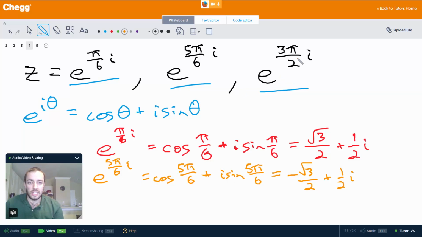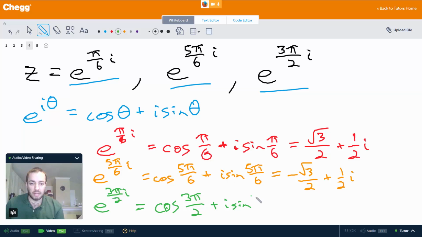And then finally, e to the 3 pi over 2, different color, times i. So e to the 3 pi over 2 times i. Using this formula again, we're going to have cosine of 3 pi over 2 plus i times the sine of 3 pi over 2. Now, the cosine of 3 pi over 2 is actually just 0, so we don't have any real part there, but the sine of 3 pi over 2 is -1, so this is just minus i.